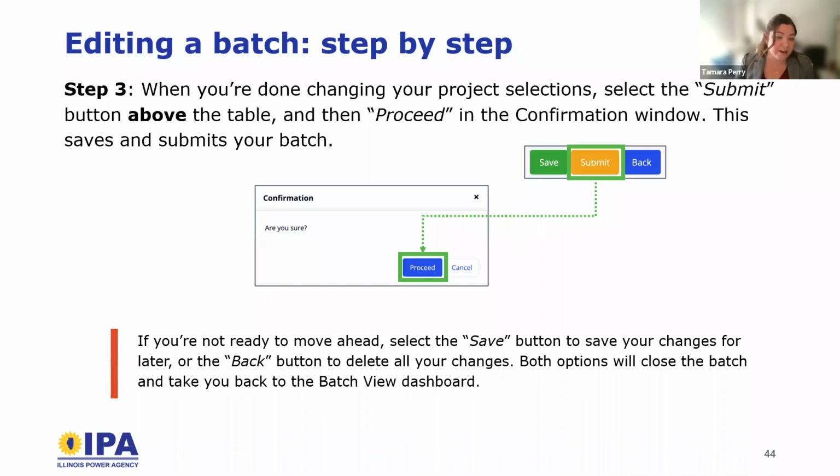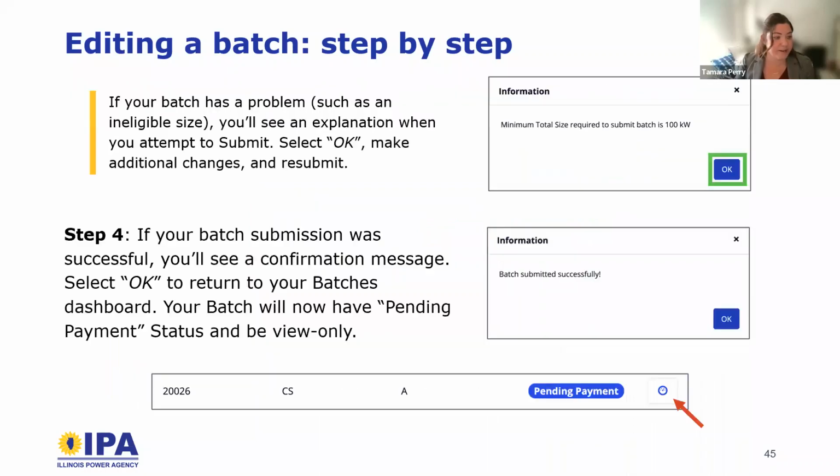Some other options here: if you want to save the batch in progress, you select save, and that will kick you back to the last page. And if you would like to just return back to the batch page workbench, you press back. Okay, next slide.